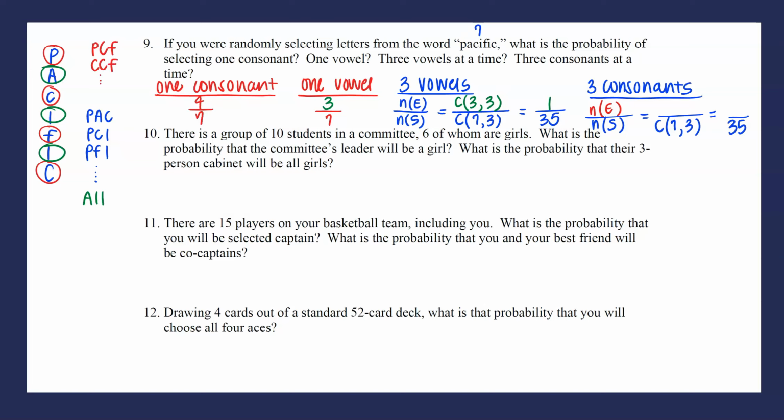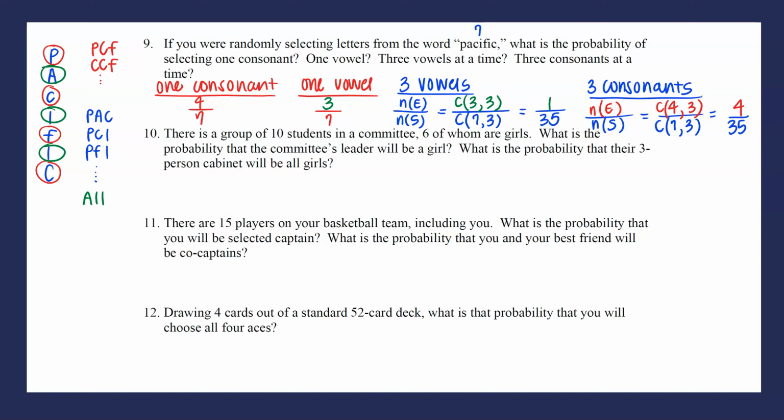The other way that you can do it, instead of writing out the different ways that you can select 3 consonants, you could also find a combination of the 4 consonants that I have. How many different ways can I select 3 of them? The combination of 4, 3 would be 4. There are 4 ways that I can select 3 consonants. So the probability of this happening would be 4 out of 35.